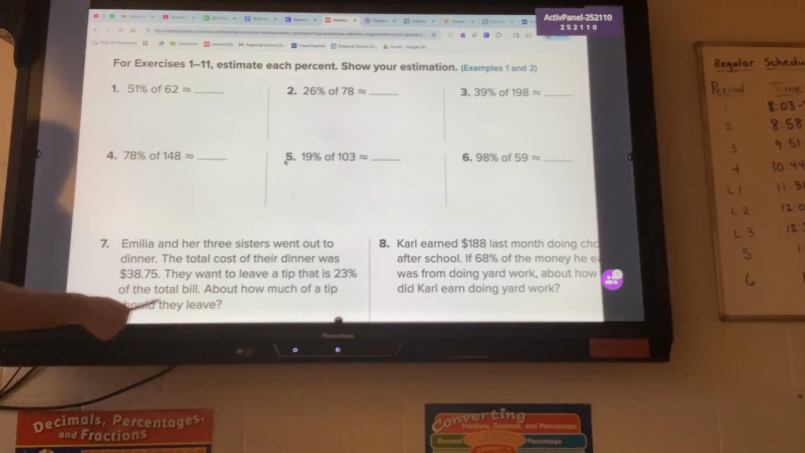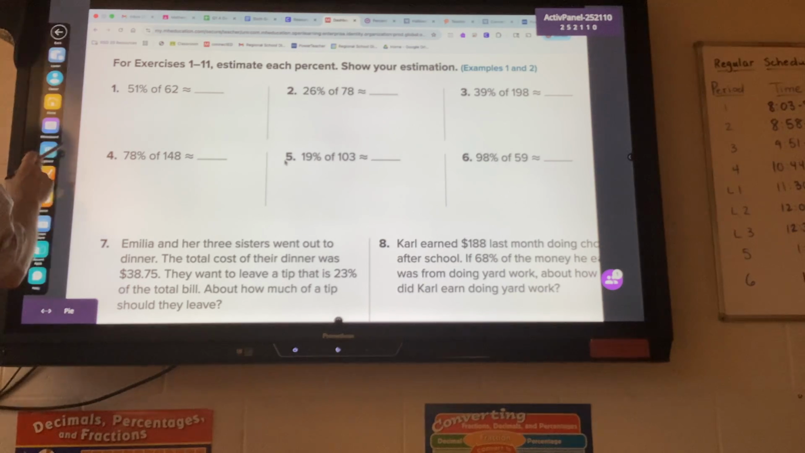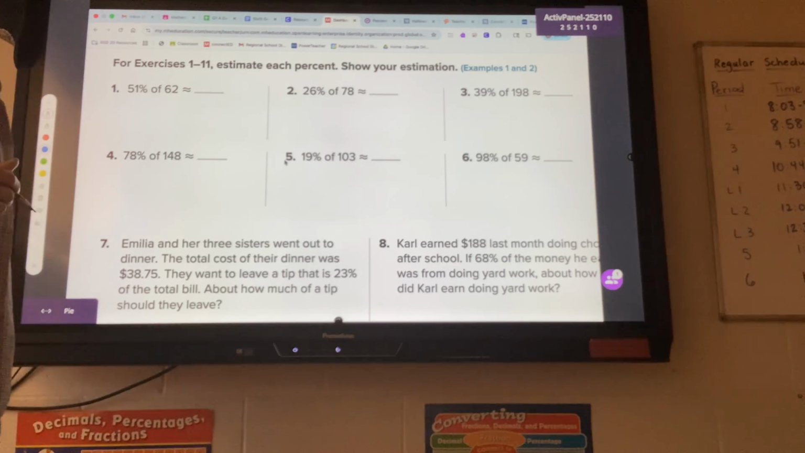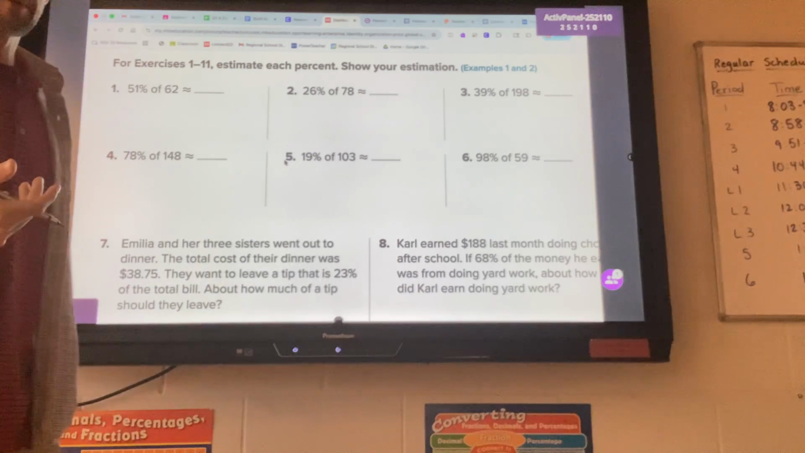All right, for tonight's homework, we have page 119, numbers 1 through 12, so the whole first page. Today's lesson was Module 2, Lesson 5. It's talking about estimating percents.